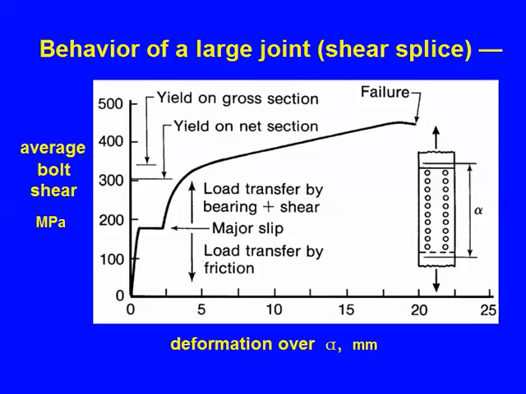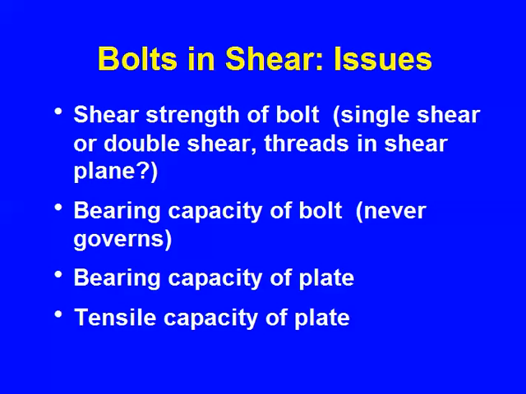So the issues are the shear strength of the bolt. It can be in single shear or double shear. There can be threads in the shear plane or not in the shear plane. We have to discuss all this stuff. The bearing capacity of the bolt, I identified that early on, but then I kind of dropped it. The fact of the matter is, and what I'm telling you now, is that there's bearing in the bolt, and then there was bearing in the connective material.